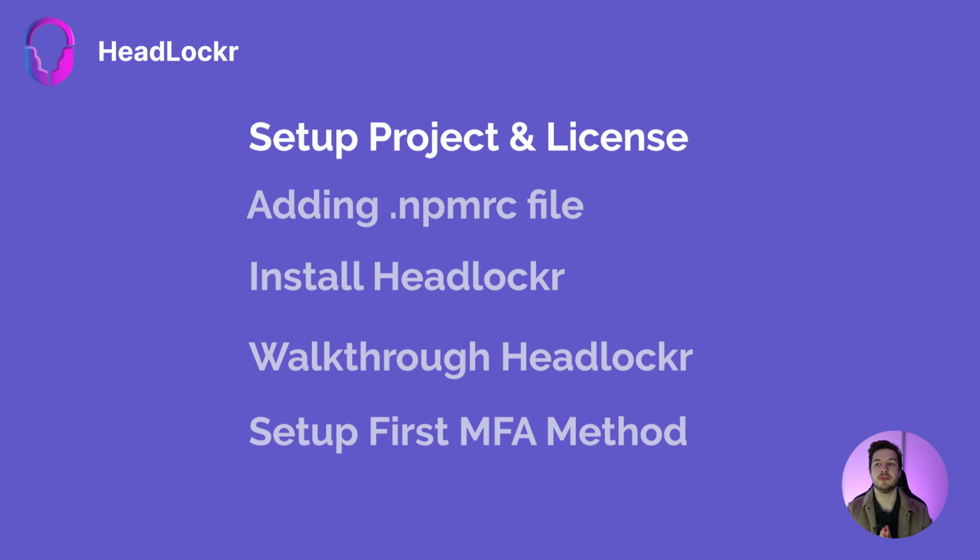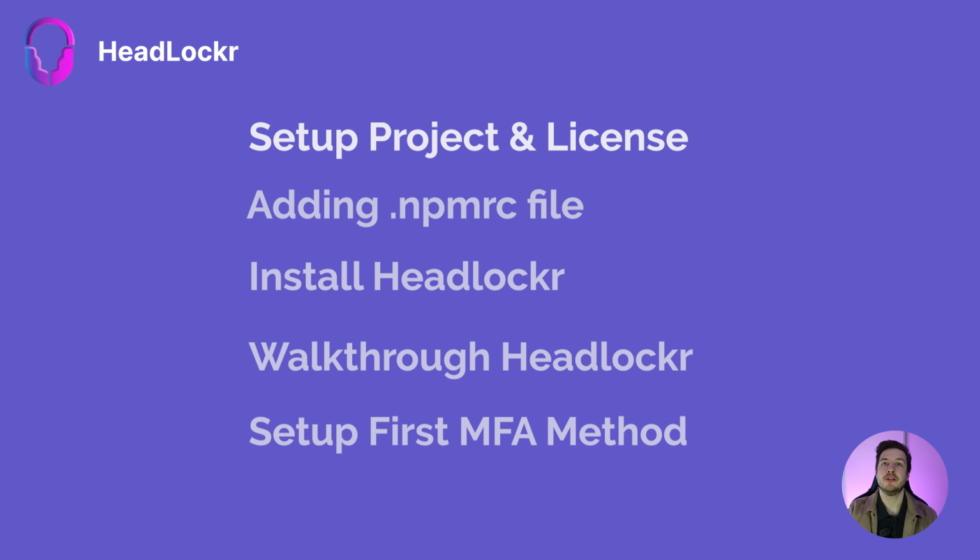Alright, the very first step to do is to set up our project and our license key. So to get started with this tutorial, we need two things. We need an existing Strapi project, and we need an active Headlockr license. To get started, just sign up for a free trial on our website, headlockr.io. I will add the link in the description below for your convenience.